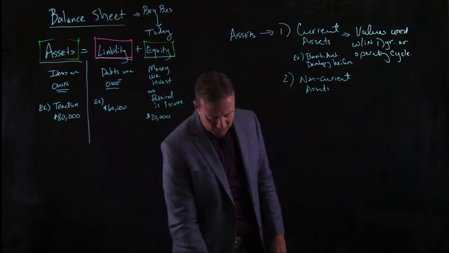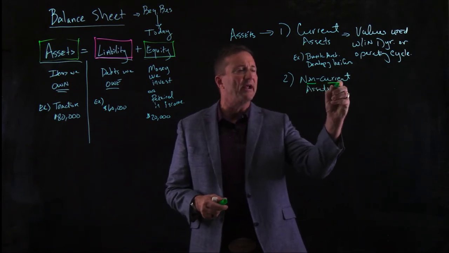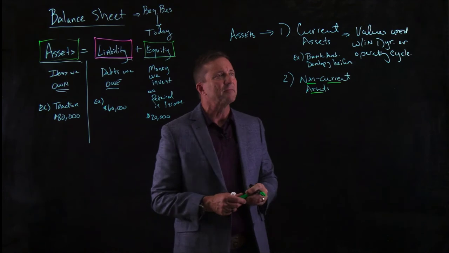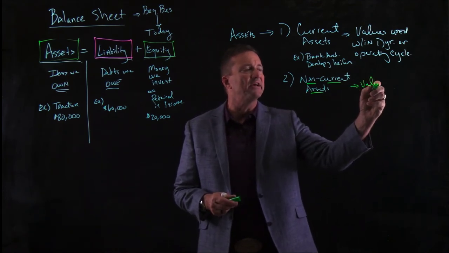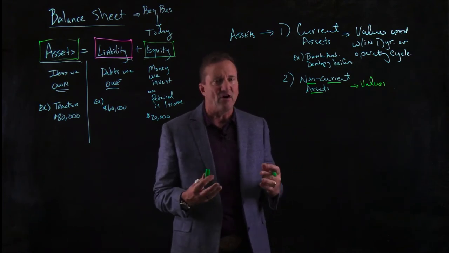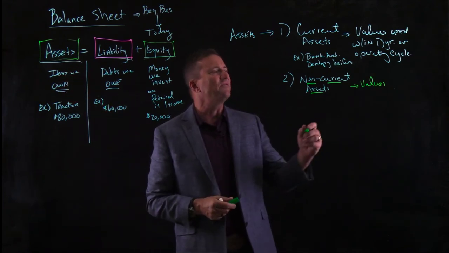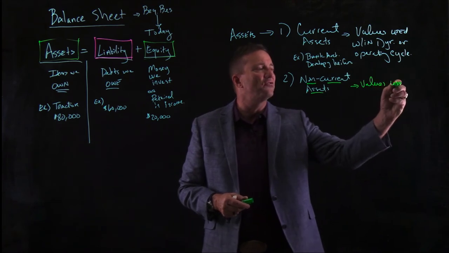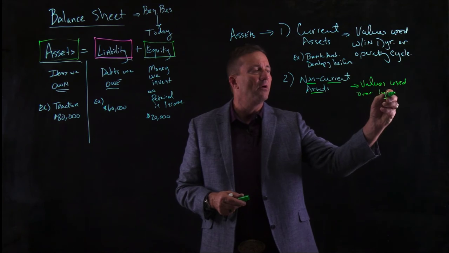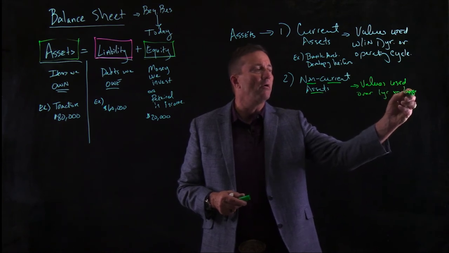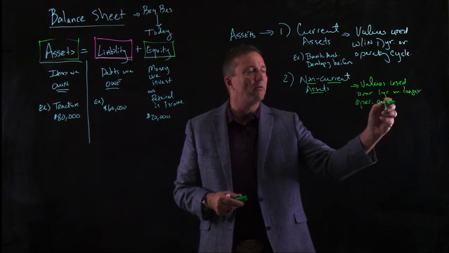Now, let me switch colors here. What about the non-current assets? What's the difference? Well, these are going to be values again. So the same idea, they all have to have a value. An asset has to have a value. These are values that are going to get used over 1 year or longer than our operating cycle.